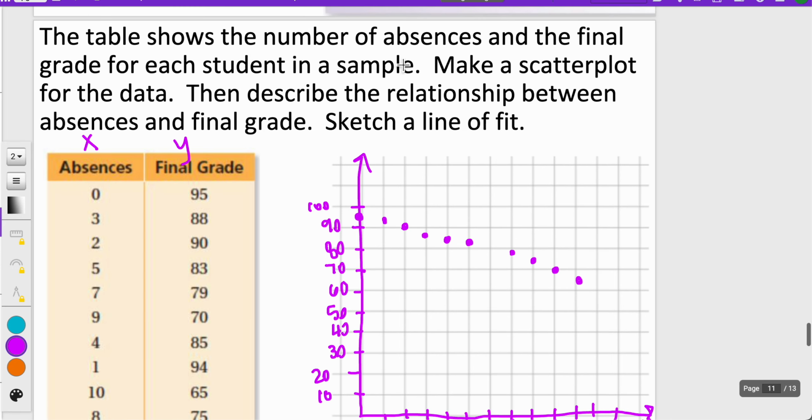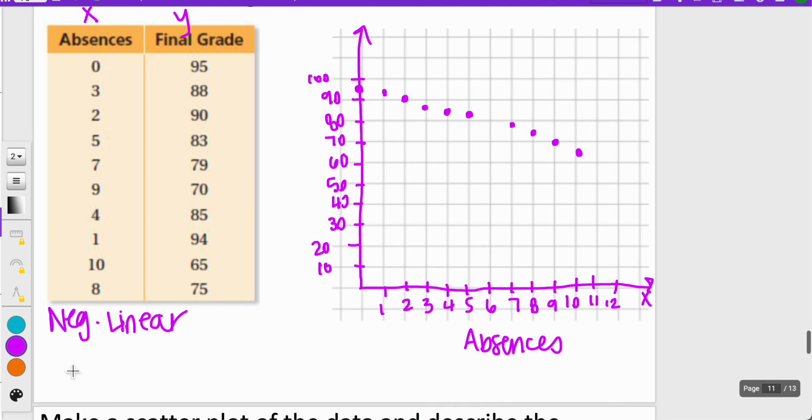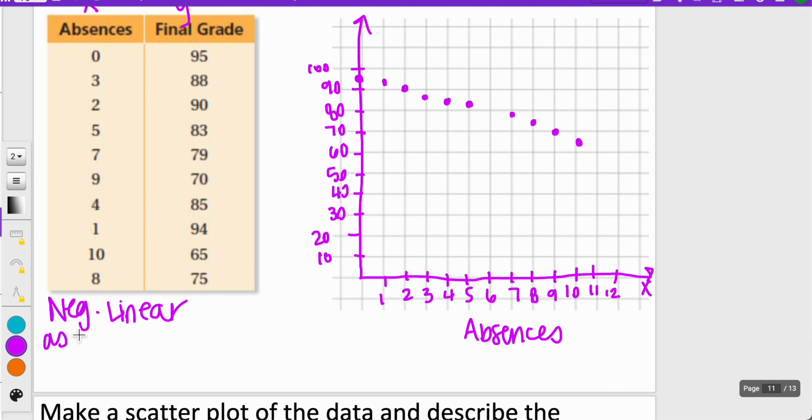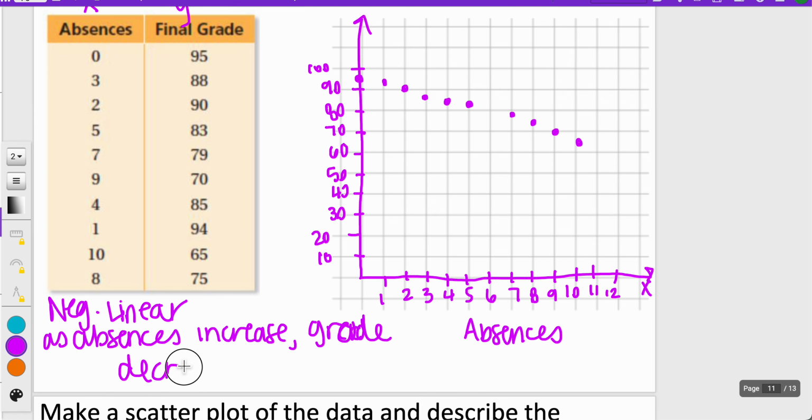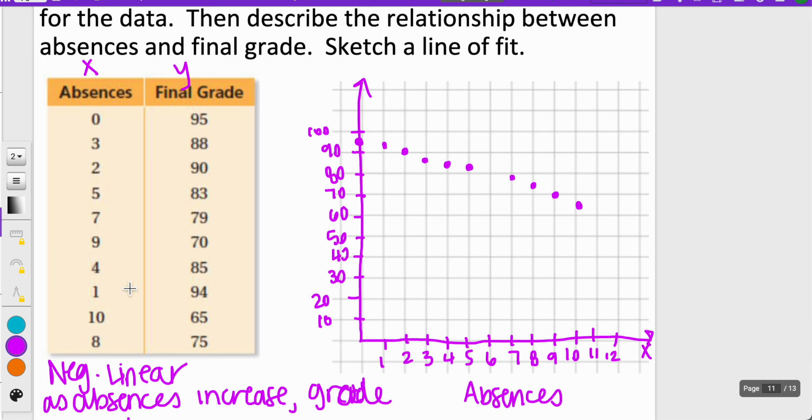So now that we've made a scatter plot, the relationship that we're seeing is a negative linear. Okay, that just means as absences increase, grade decreases. Okay, and then it says sketch a line of fit, so I'm just going to try to hit all those points as much as I can with a straight line, and it's looking like it'd be something around there.